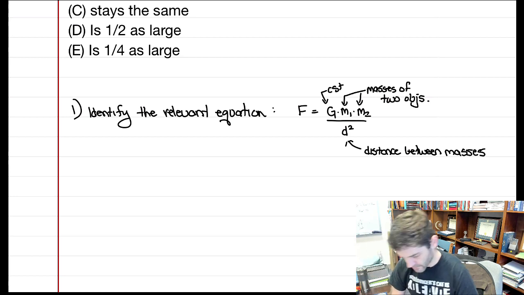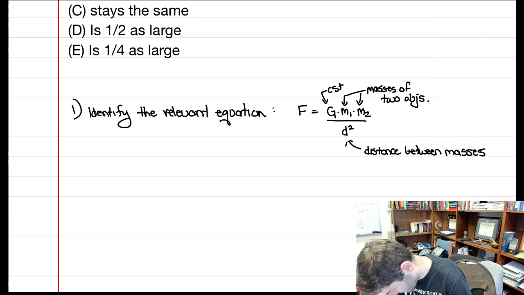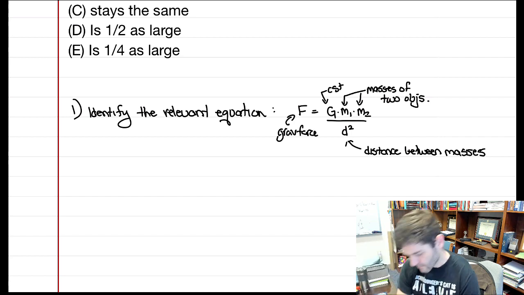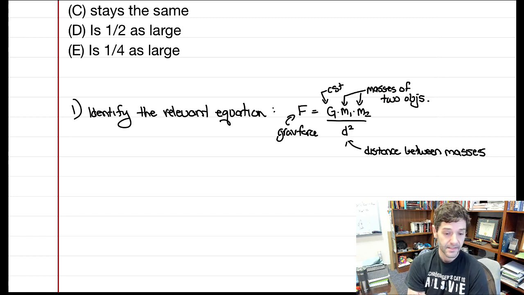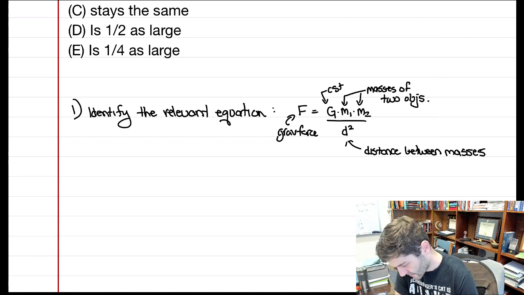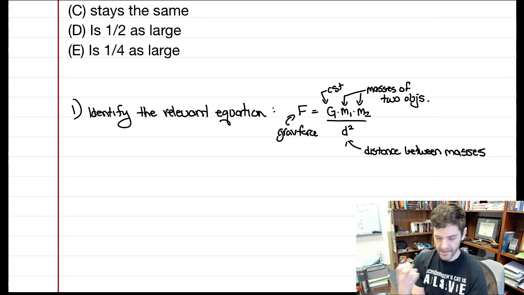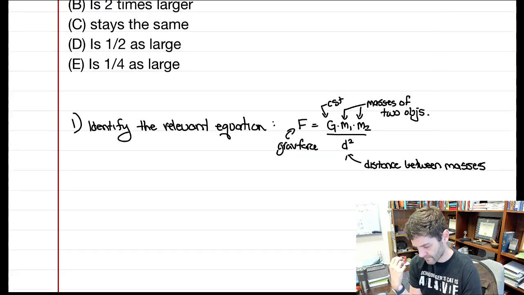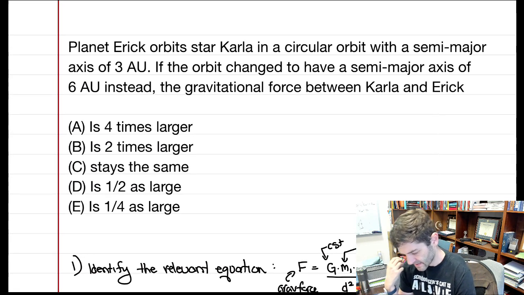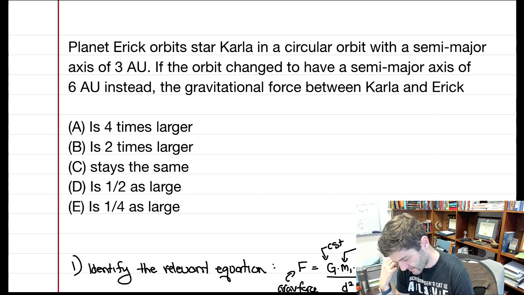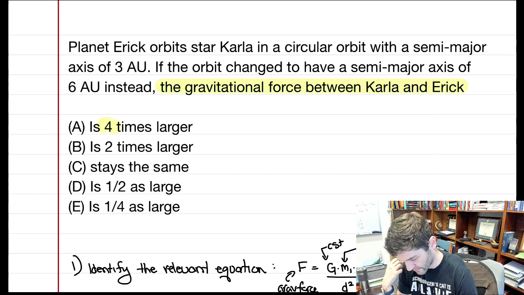And then F is, of course, the gravitational force. Let's try grav force. Right, that's the first step: identify the relevant equation. And in this case, if we go back up to the prompt, it is asking about what? It is asking how the gravitational force is changing. Is it 4, 2, 1, 1/2, 1/4? How is the gravitational force changing?